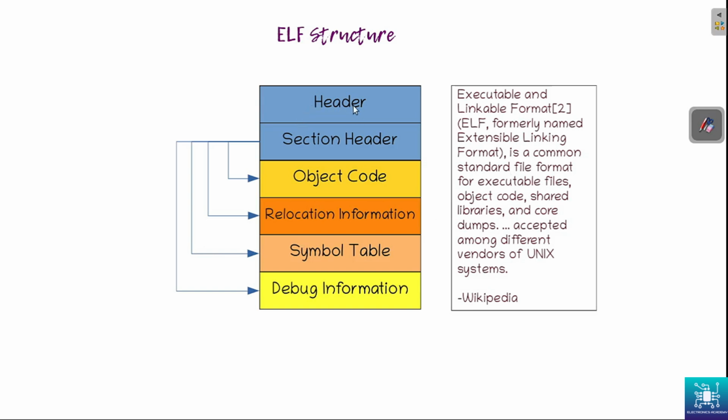Like we saw, it has header information, then it has section header information, which again links to the object code, the relocation information, symbol table, and debug information. So this is how it is. There's a header, there's a section header. The section header has links to all of these sections. So this is the ELF structure for the object files. The object files are organized in this way when you run a compile using ARM GCC.